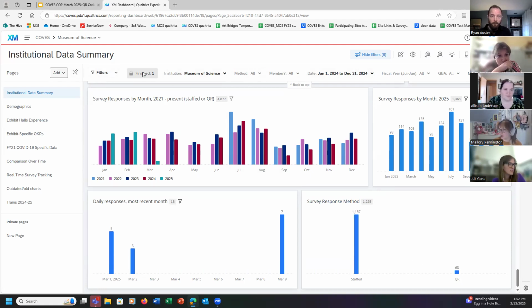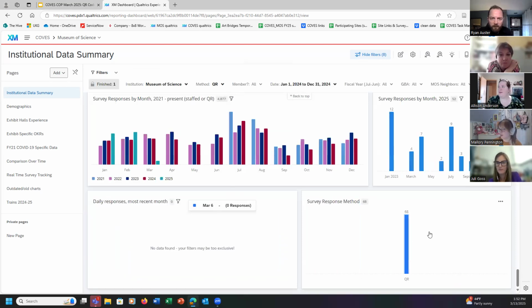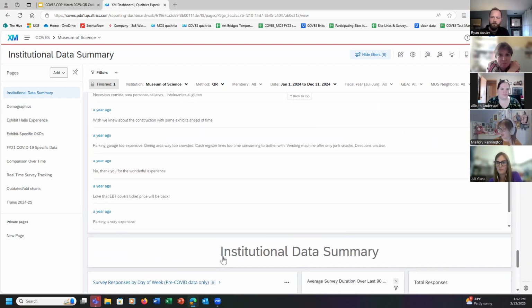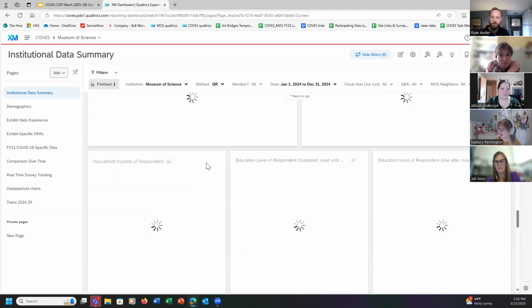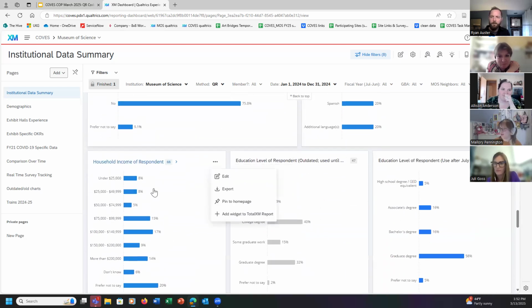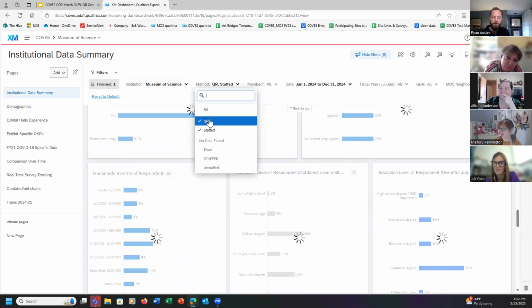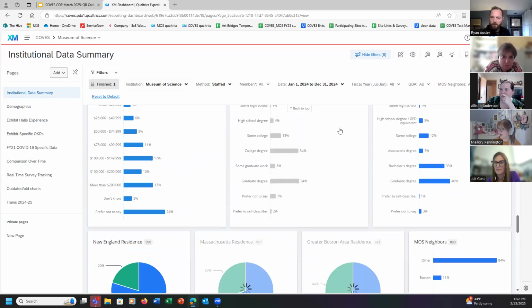Also, if you go up to the top, this bar along the top is filters, and method is the filter in question here. You can ignore all these no data ones, which are holdovers from older methods like the email. But we have the QR and the staff. If I only wanted to look at QR data, I would check QR, and you can see it's gotten rid of those 1,000-something surveys that were in the staff, and it's only showing me QR. I can look at all of my other data, which the Museum of Science has a lot of because we're sort of the first site. You can see all of these widgets, and then I could switch it to staffed and not QR and see them change.